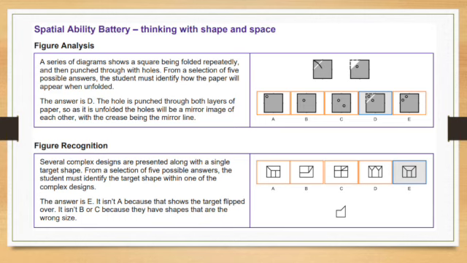Figure recognition is the other type of the spatial ability battery that is given, and you can see the shape that's underneath. The student is asked which one from A, B, C, or D is the shape fully, as its whole shape. And you can see in the bottom right of the shape, E fits in perfectly there. So this is how we are testing spatial ability.